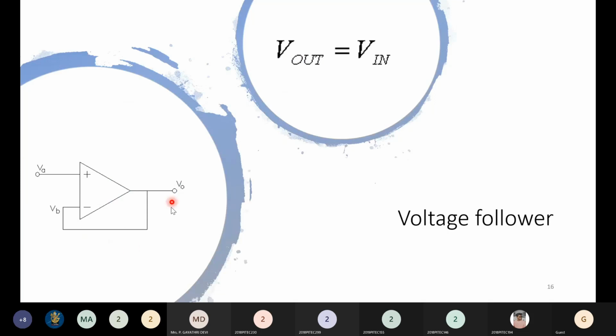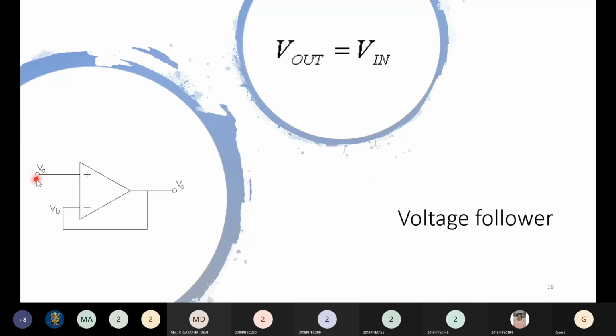Okay, you can see no resistors, no capacitance, nothing is there in the circuit. Just you have a feedback from the output to the input. Input is given here, and from the output you have a feedback to the inverting terminal. So here output Vout will be equal to the input Vin. Then what is the purpose of this? Any guess? When output is equal to input, what is the purpose of this voltage follower?